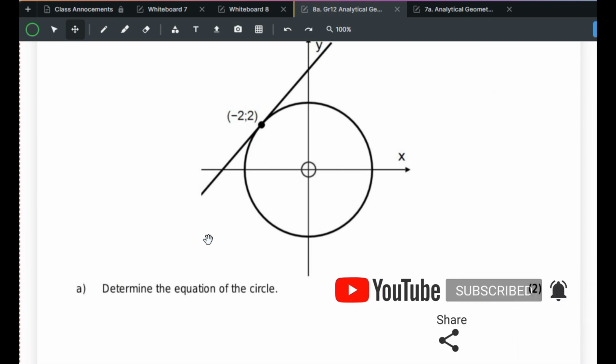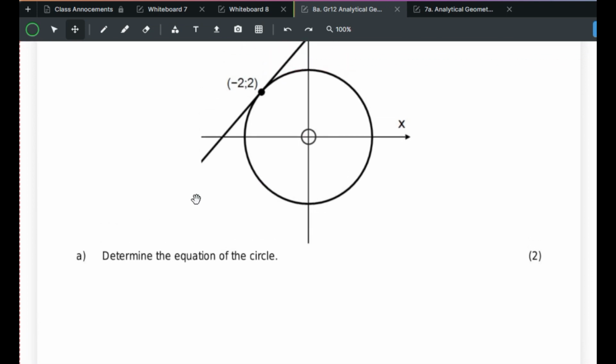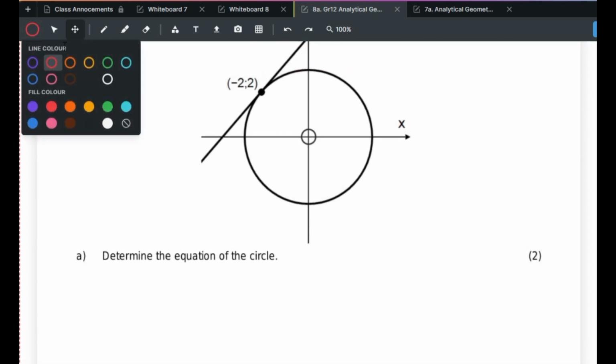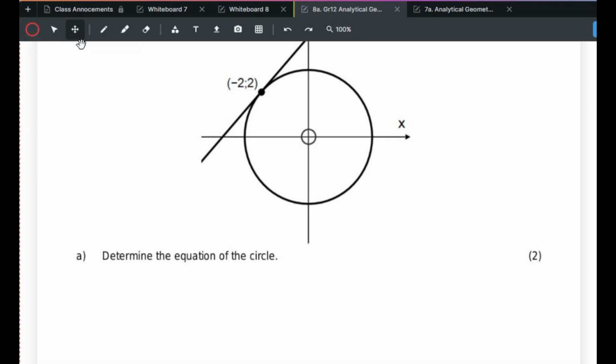So how do we go about getting this? The equation of the circle would be, because our center's point is 0 and 0, x minus 0 squared plus y minus 0 squared equals r squared.